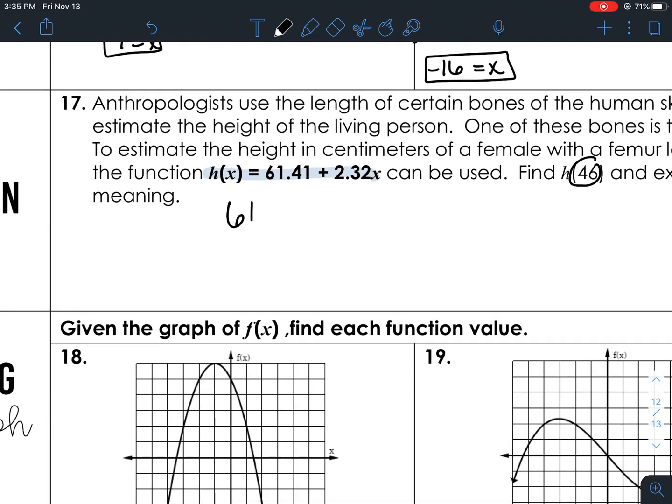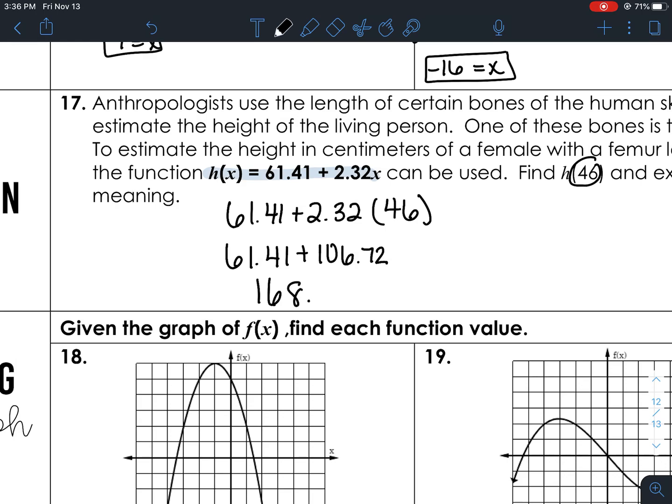So we're going to plug in 46 in for x. So that's going to give me 61.41 plus 2.32 times 46. Okay, I'm going to keep solving that. So when I multiply these two, I'm going to get 61.41 plus 106.72. Add these two, and I'm going to get 168.13.